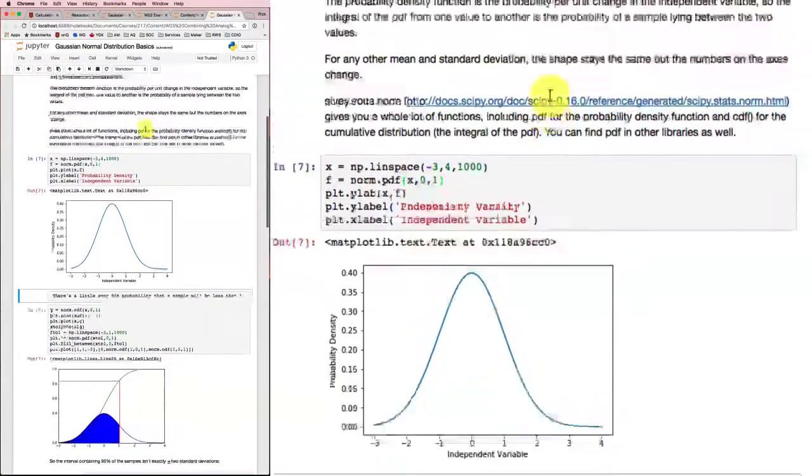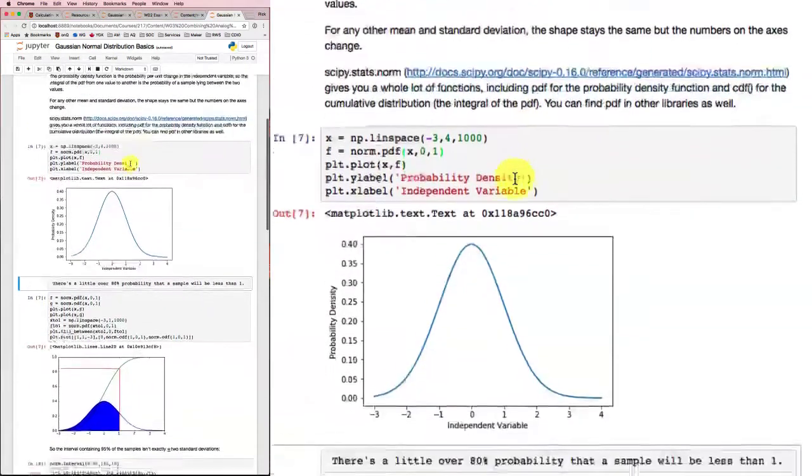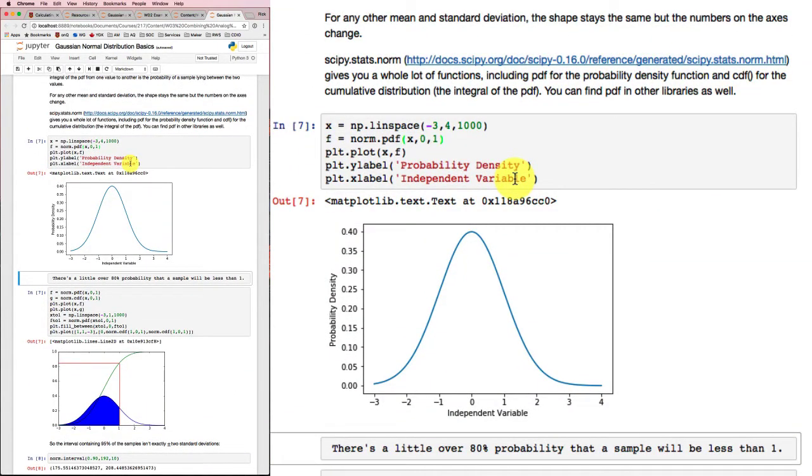One of the things that we imported way up here was this SciPy stats library, and we imported just a small chunk of it called norm. Norm is a part of the library that's good for normal distributions, and we've used one of those functions already.